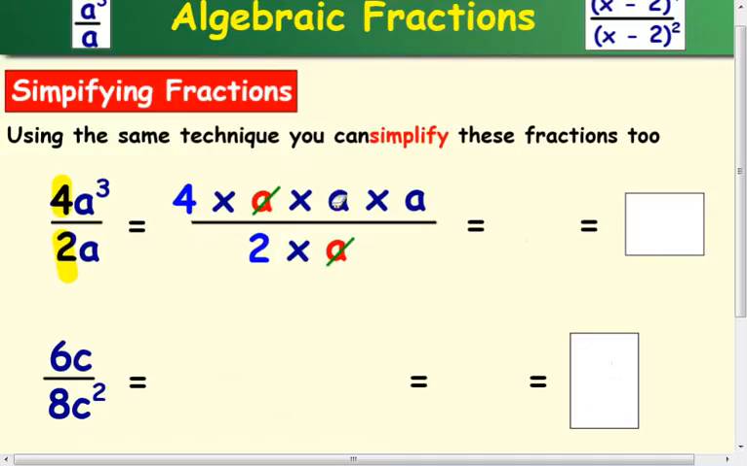Now you can see I've cancelled out an A in the top and an A in the bottom. And that leaves me with 4A squared in the top and then just 2 in the bottom. At this point I'm going to cancel the numbers, so 4 divided by 2 is just 2. So you're left with 2A squared. You can do the numbers first if you want. I tend to do the letters first and then the numbers. Once you get really good at it, you can do it all at once.